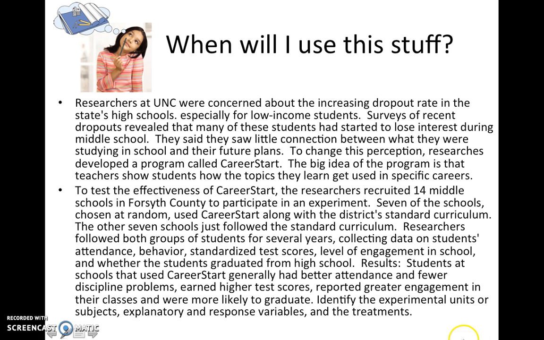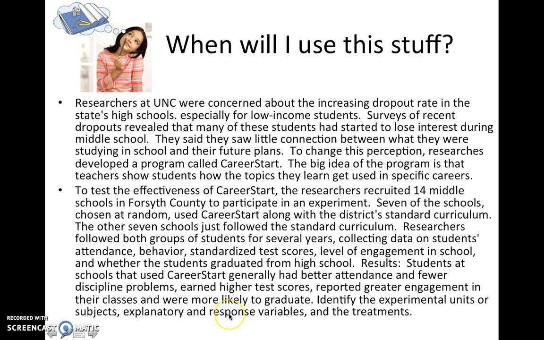So what you should have noticed is that, first of all, the experimental units are the students that attended the 14 middle schools in Forsyth County. We would call them subjects because they're students, they're people. The explanatory variable is whether or not Career Start has an impact. So the explanatory variable would be Career Start.